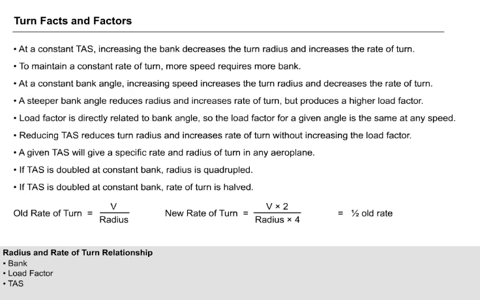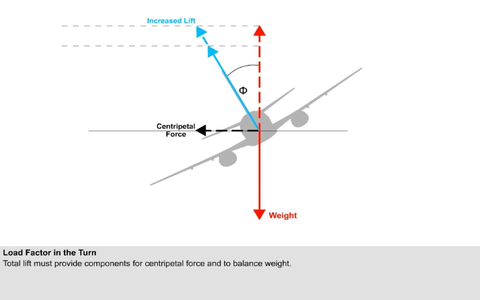To appreciate the last two statements, remember that radius is proportional to speed squared, and rate is speed over radius, so the change in the rate of turn is v times 2 over radius times 4, which is half. As you have already seen, in a banked turn, the lift must be increased to provide not only centripetal force from the horizontal component, but also a vertical component sufficient to balance the weight.